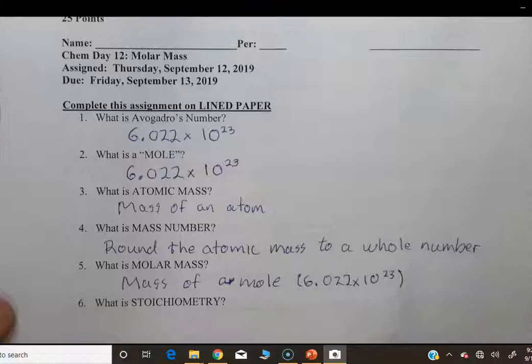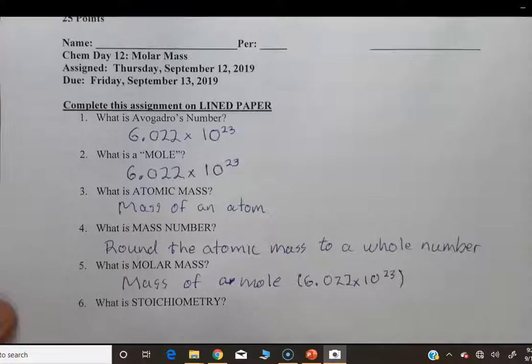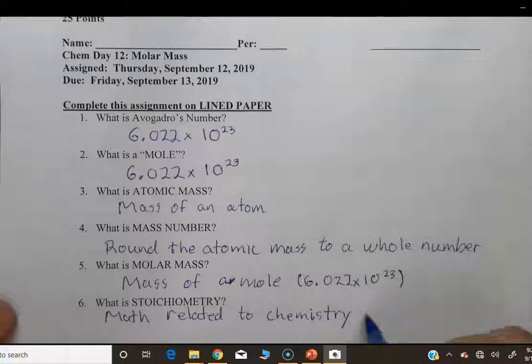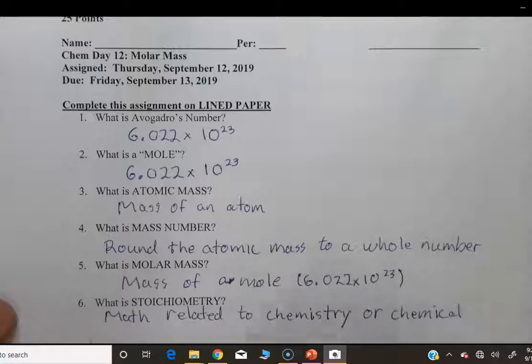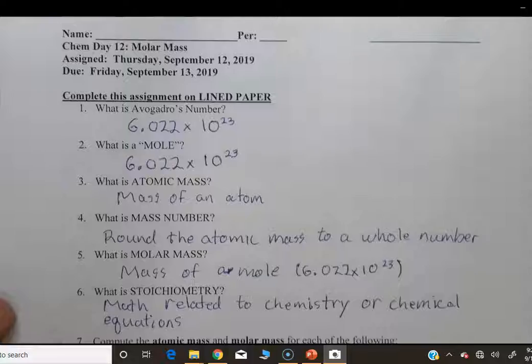Finally, what is stoichiometry? Stoichiometry is kind of a funny word. It's the math related to chemistry. And more specifically, to chemical equations. And chemical equations are the heart and soul of chemistry. And we're going to get into those within the next week. So those are the basic definitions you should know for this assignment.